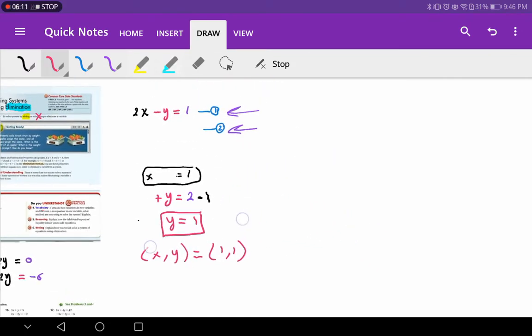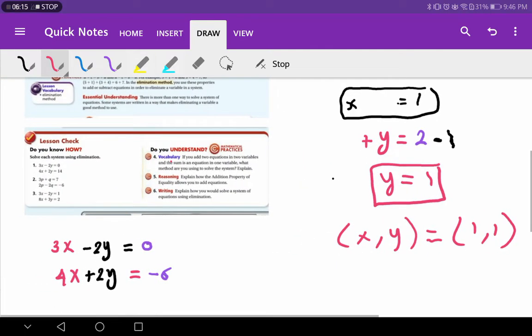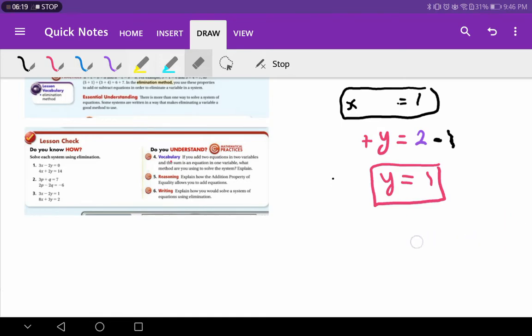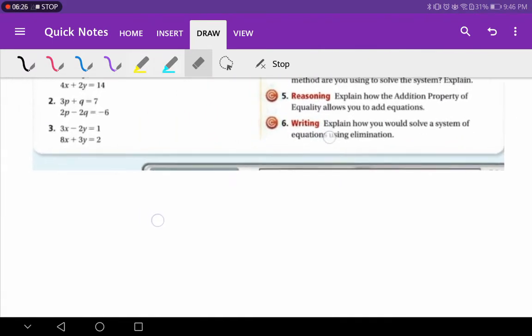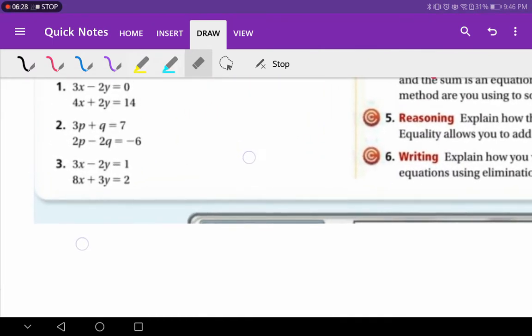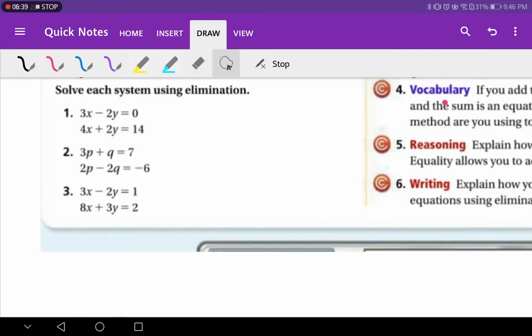So my dear students, what I did here, I added equation number 1 and equation number 2 to what? Yes, great. To eliminate one variable, y, to find the other variable, and then find the second variable. So let us take this one, my dear student. Let us do this one.